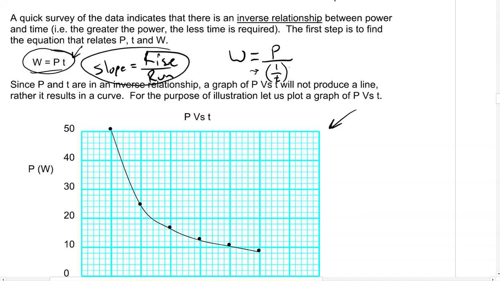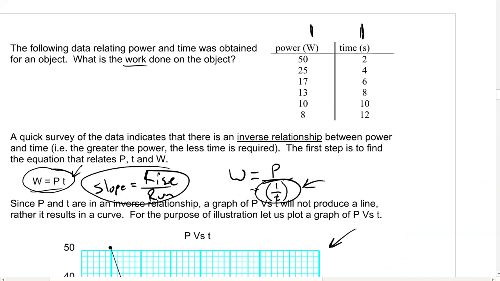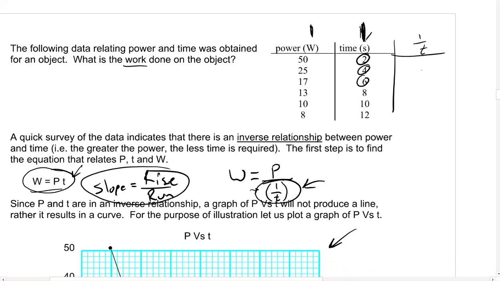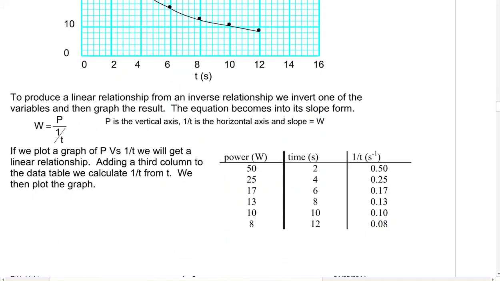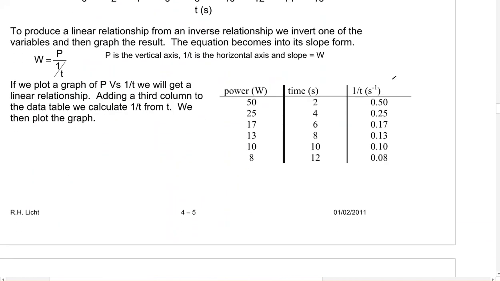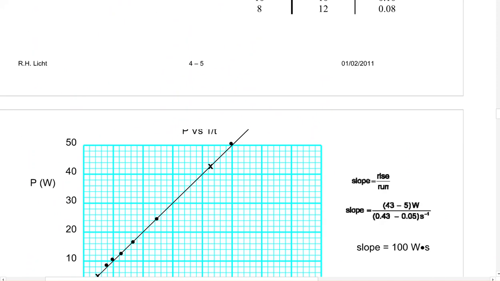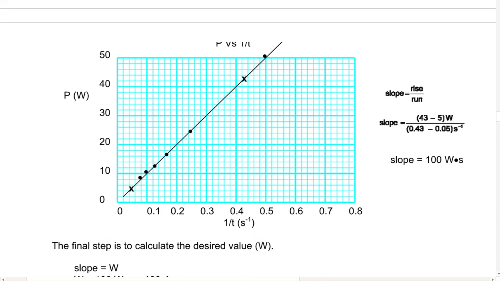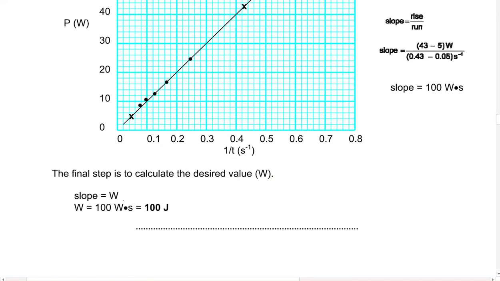So now I'm going to need another column that is 1 over T. Every one of these things in the time column, I would make another one that would be 1 over time, and I'd just go 1 divided by 2, 1 divided by 4, 1 divided by 6, and make a new column here. Okay, so that's the idea. You can see that here: S to the negative 1. That means 1 over T, that would be the unit. And if you do that, you do end up indeed with a straight line. Then everything from there would be very similar. In this case, it was just equal to work when you find the slope. All right, so that's the gist of it.